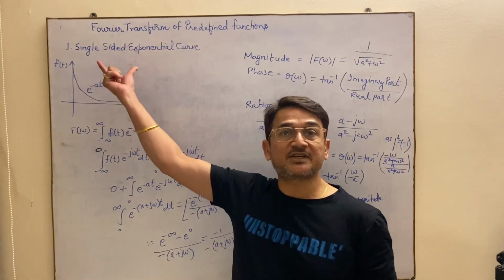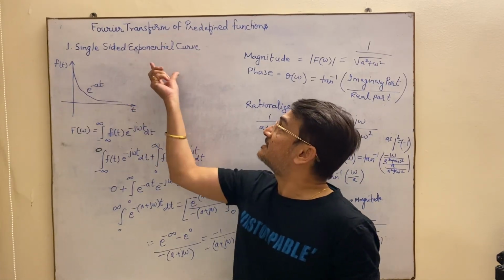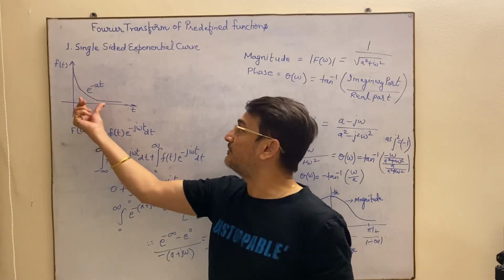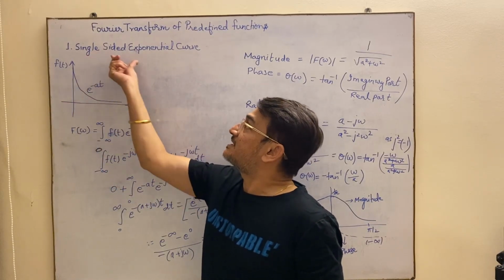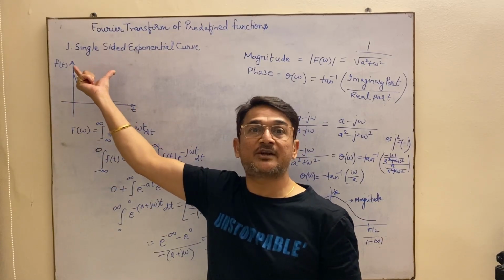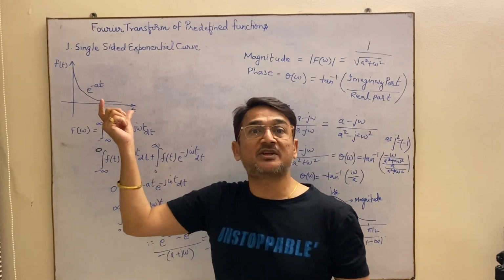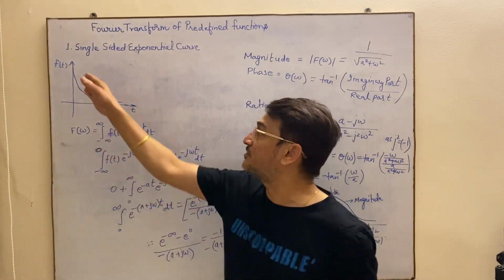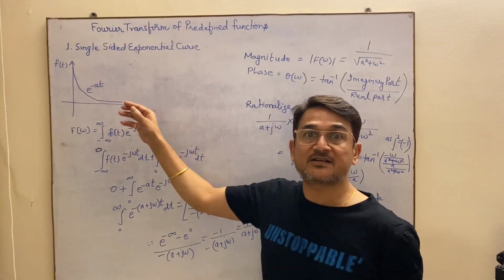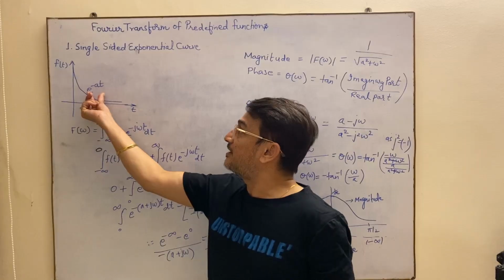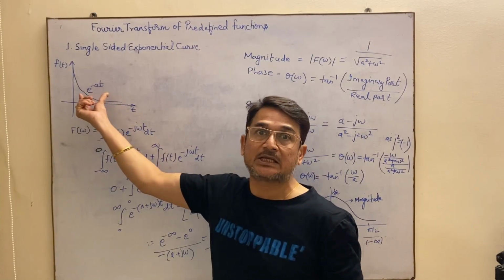The very first function is the single-sided exponential curve. So this is a single-sided exponential curve. As the name suggests, single-sided means it exists only on one side of the axis. Exponential curve means this curve is exponentially either increasing or decreasing. So this is an exponentially decreasing curve, so it is a negative curve.